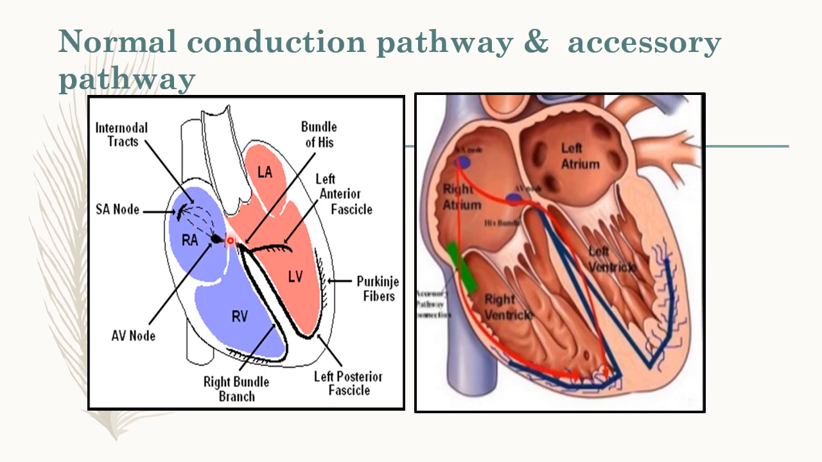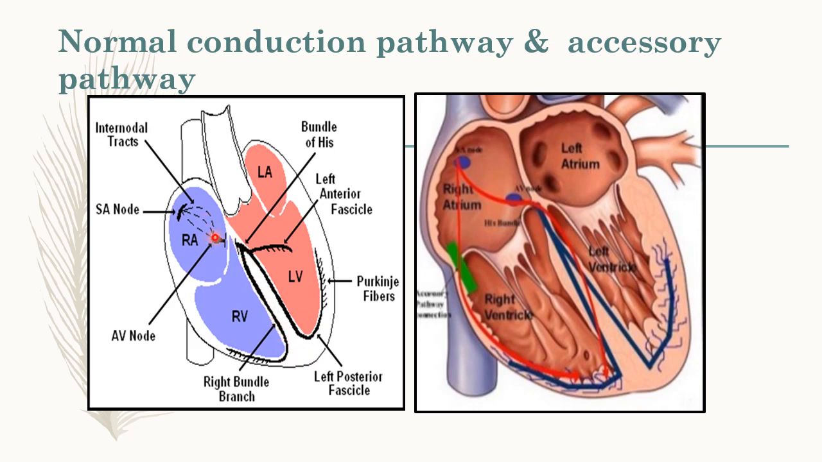After a brief delay at the AV node, the stimulus travels to the bundle of His, through the left and right bundle branches, and then the Purkinje fibers, and the endocardium at the apex of the heart. Then finally to the ventricular myocardium.